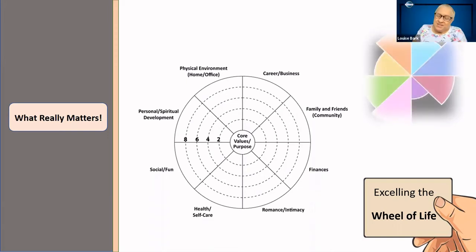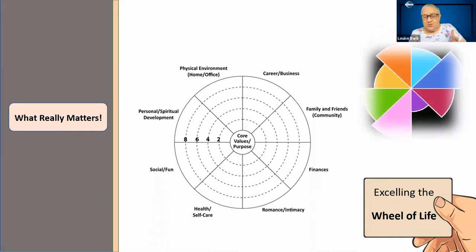Okay, thank you very much. I found it was very interesting. I don't know if I can screen share and not waste time, but I'll tell you that my health and self-care and social fun were at the top of the scale. My personal and spiritual development was about 8. My physical environment, home and office, was about 6. Then you get to career and business, that was 2. Family and friends was about 4, and so was finances.